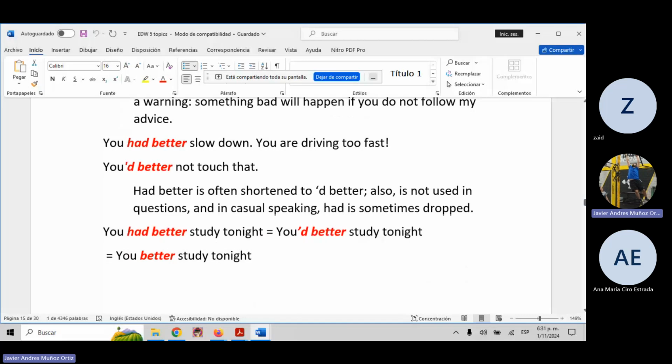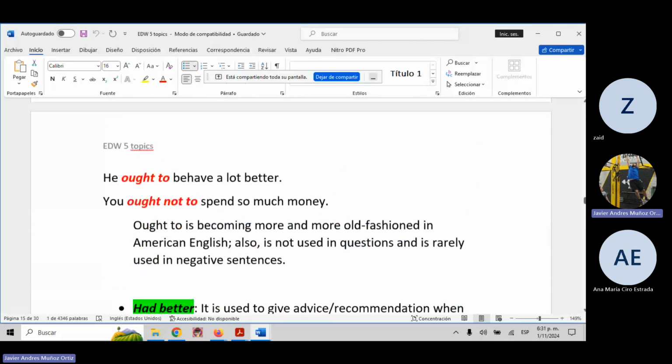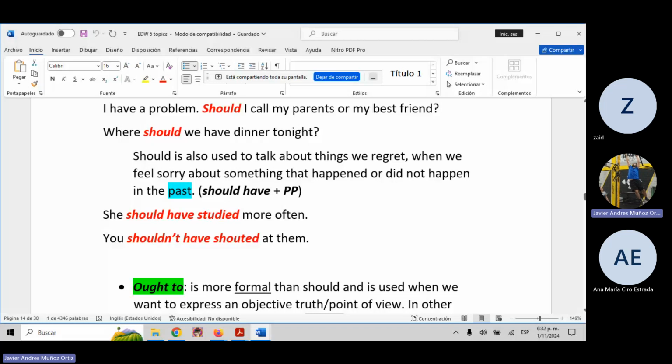Additionally, something very common, especially in spoken language, not in writing: had better can also be contracted, like I'd better, you'd better, he'd better, she'd better, and so on. And because the pronunciation is a little fast, this 'd sometimes gets lost. Therefore, sometimes it's very common to say just better. That's it. So this is the idea of these modal verbs for advice.